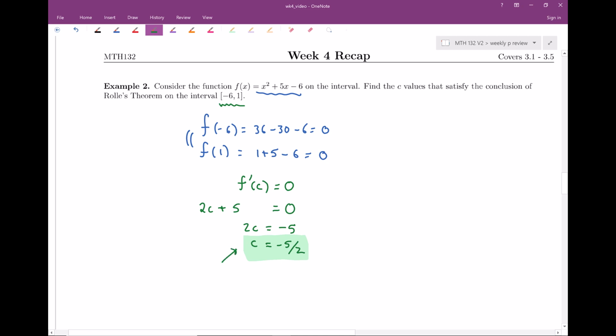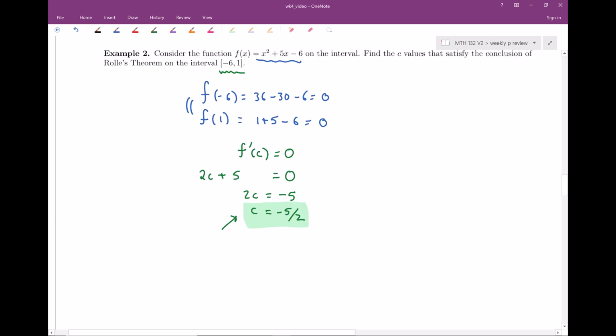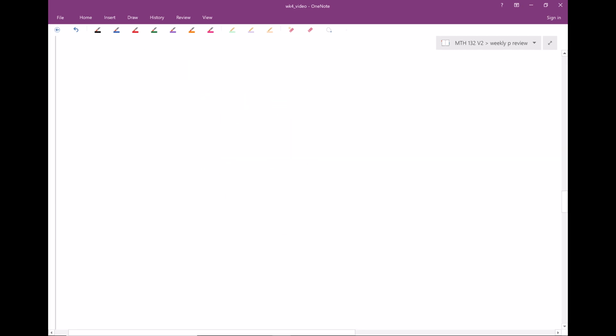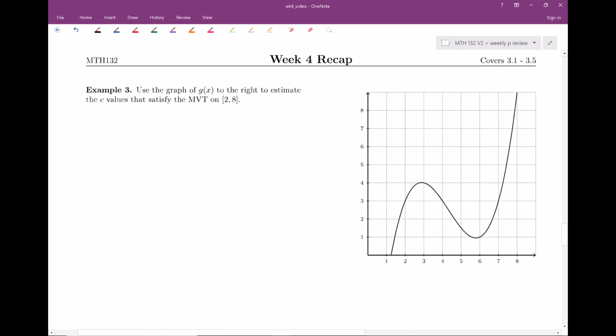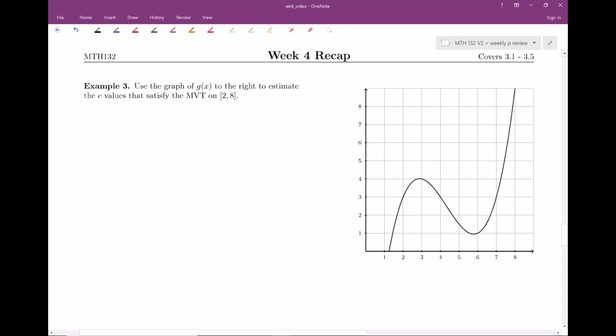All right, Rolle's theorem is a special case, a special situation for the mean value theorem. So let's go ahead and look at the mean value theorem and see how these relate. So example number 3, I have a nice picture of a graph here. I guess it's some g of x. And I would like to find c values that satisfy the conclusion of the mean value theorem on the interval from 2 to 8. So our interval of interest here is from 2 all the way to 8.